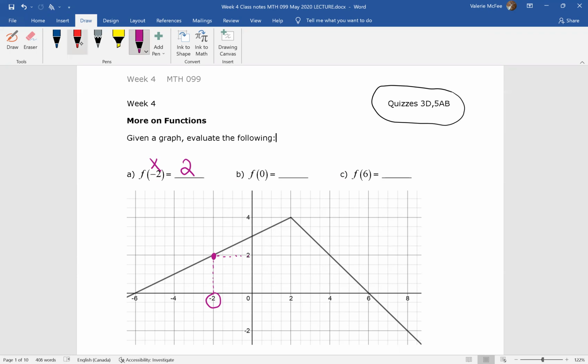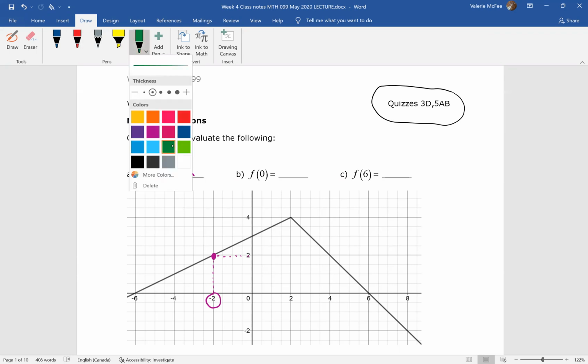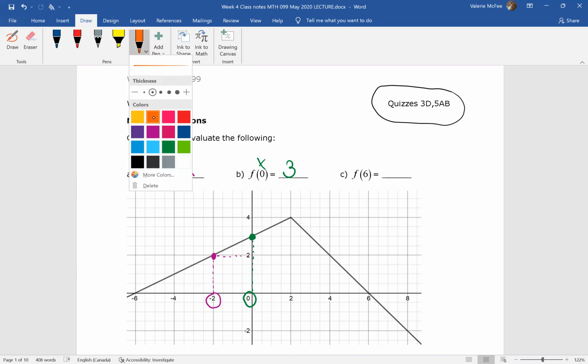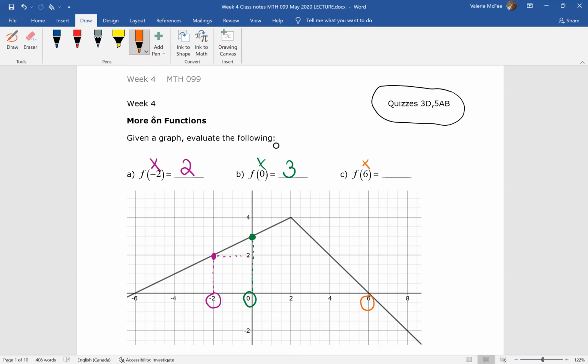What about the f of 0? The f of 0 tells us to look where x is equal to 0. Find that point of intersection on the graph. And we see that y, or the f of 0, equals 3. Pause your video and find the f of 6. Again, x equals 6. And when x equals 6, y, or the f of 6, equals 0.